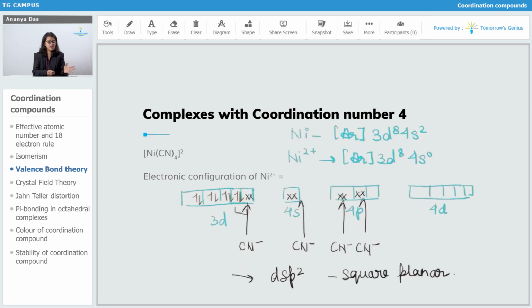This complex, here you can see that there are no unpaired electrons. So if there are no unpaired electrons, this means that this complex is a diamagnetic complex. It is going to be repelled by the presence of an external magnetic field. Similarly, we can do this for our octahedral complexes that we previously did. If it has unpaired electrons, it is going to be paramagnetic. If it has paired electrons, it is going to be diamagnetic.